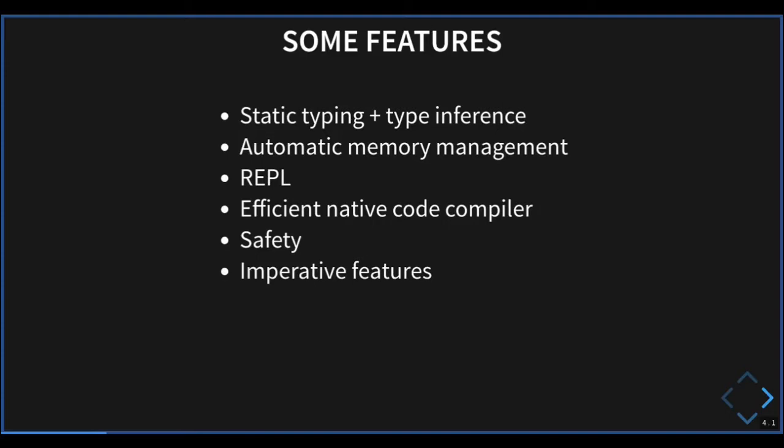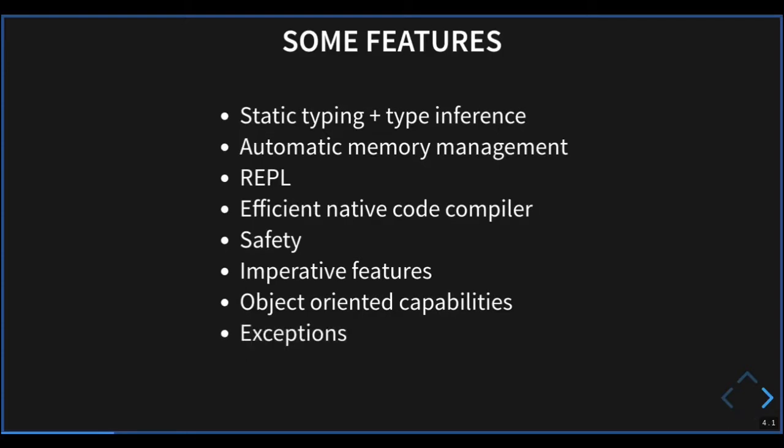OCaml is a functional programming language, but it's not pure, so it supports also some imperative features like mutable variables or for loop, mainly because some algorithms cannot be expressed in an efficient way in a pure functional way. So this is why it supports also imperative code. It supports also object-oriented capabilities and also exceptions.